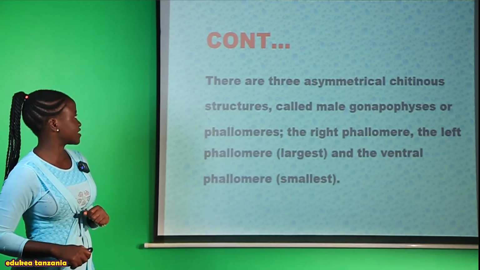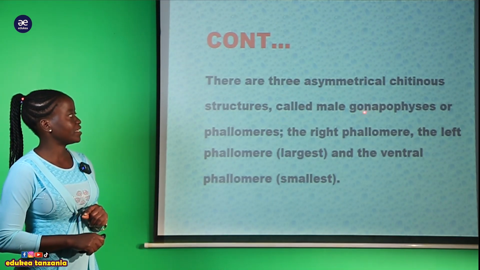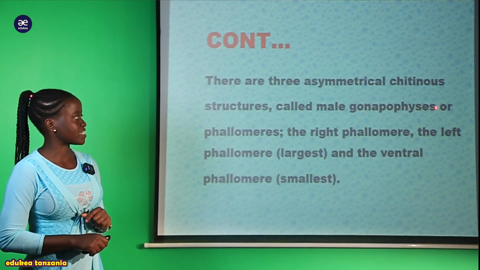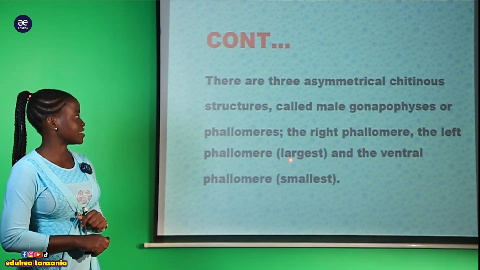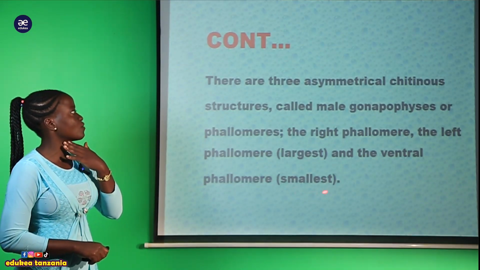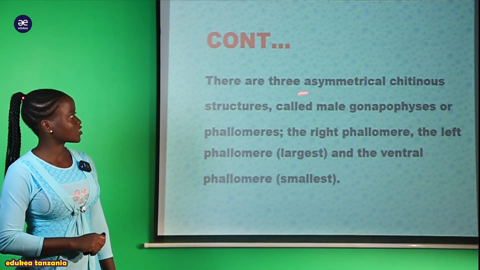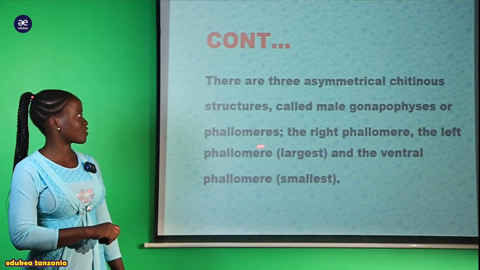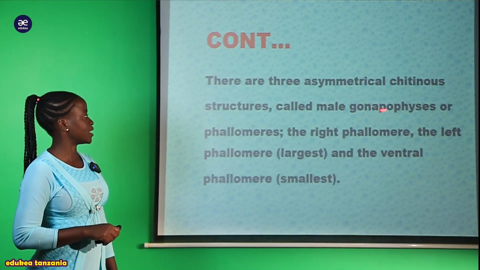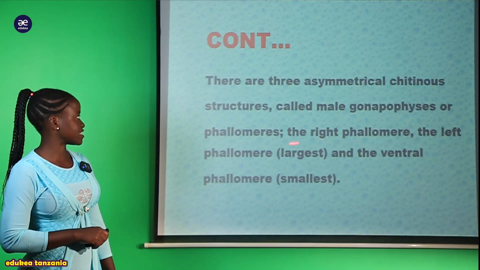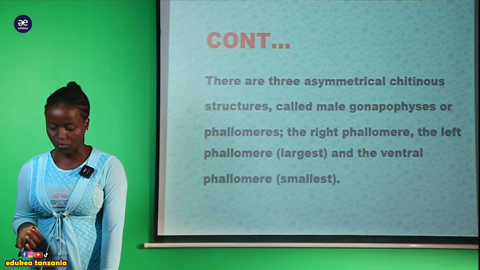And also we can say that there are three asymmetrical chitinous structures called gonapophyses, or phallomeres. The right phallomere and the left phallomere are the largest, and the ventral phallomere is the smallest. What does that mean? It means the structure of this organism has three asymmetrical chitinous structures, and the first is called the gonapophyses, or phallomeres. They are found on the left and right of this organism, the cockroach.